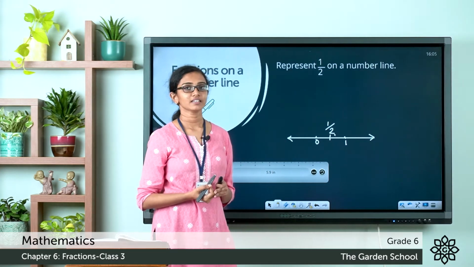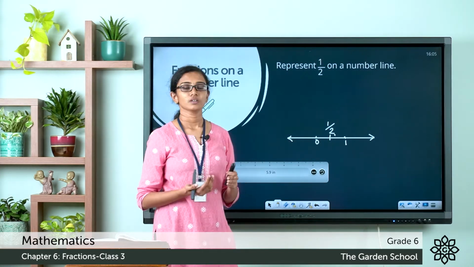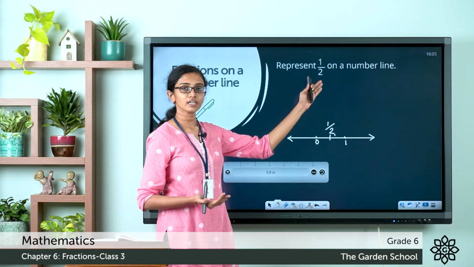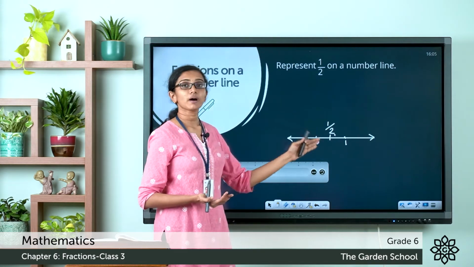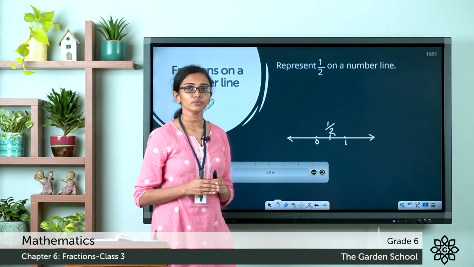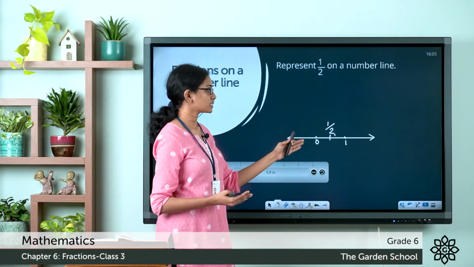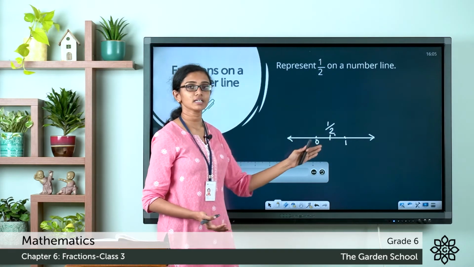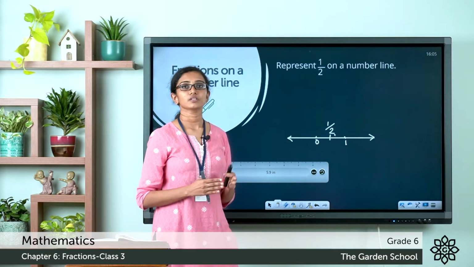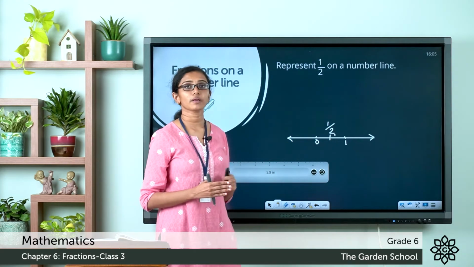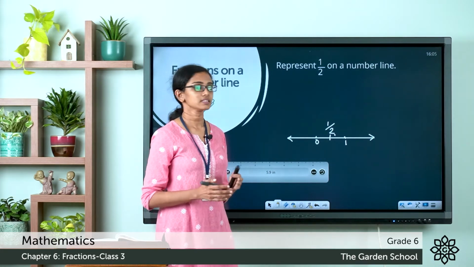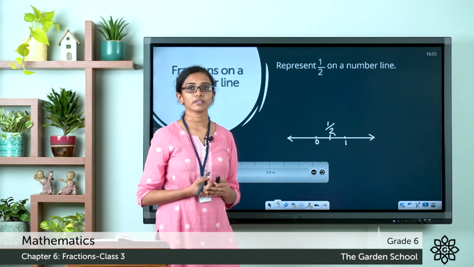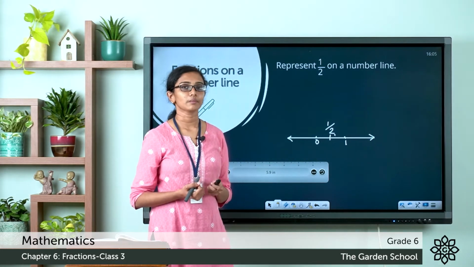So, is it here? Just divide the points. You have to look at the denominator and it will tell you how many parts the gap should be divided into, and we should divide the gap between 0 and 1 into as many parts as the denominator, and here it is 2, and hence we divided 0 and 1 into 2 equal parts, and this point will be 1 by 2. Now, we will see one more example.